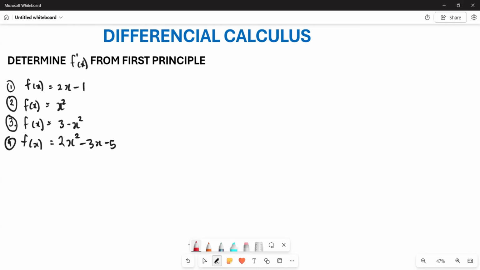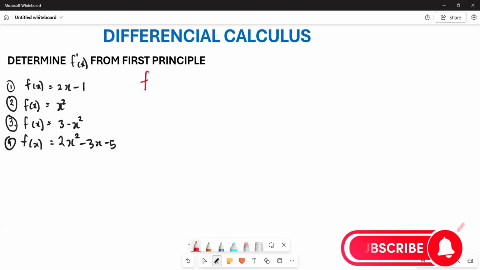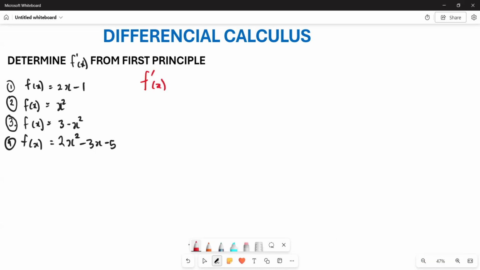So we are saying from first principle, we have this formula: the first derivative of f of x is equal to the limit as h approaches 0 of f of x plus h, subtract f of x, over h. So basically that is the first principle law, right?